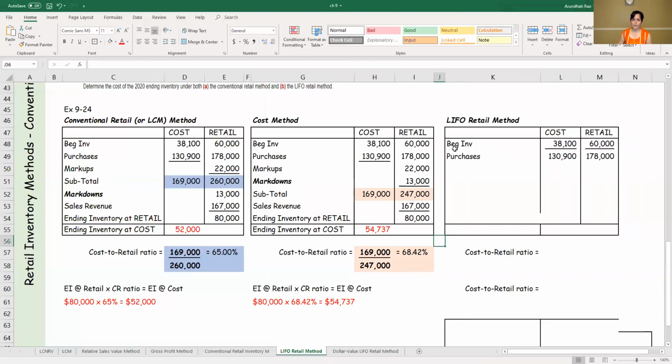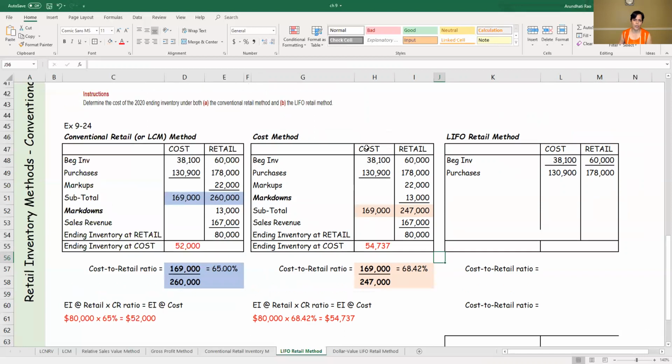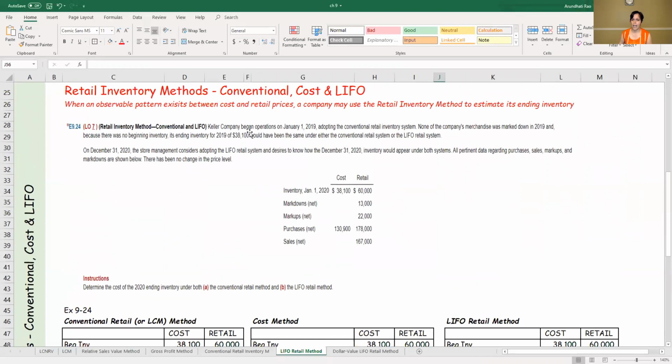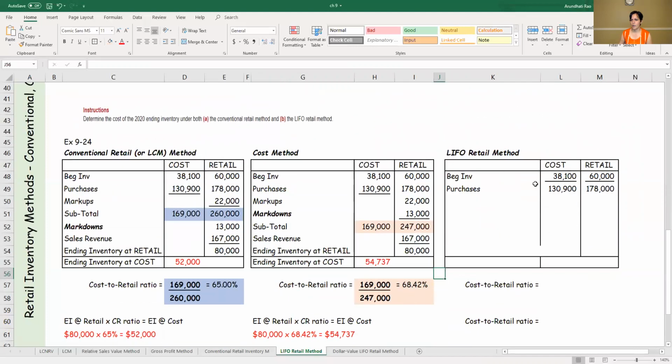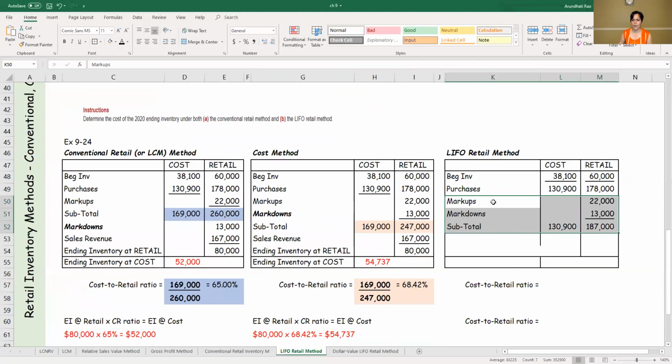The first layer is beginning inventory. There's only one previous layer because last year was our first year of operations. If you recall, they said we began operations in 2019. We're now in 2020. So there are only two layers. So the first layer is that 38,100, which is at 6. In the current year, we have purchases, and then we're going to have our, go back to black color, markups and markdowns. So now this is similar to cost. I'm putting markups and markdowns in this number over here to come up with this number over here.